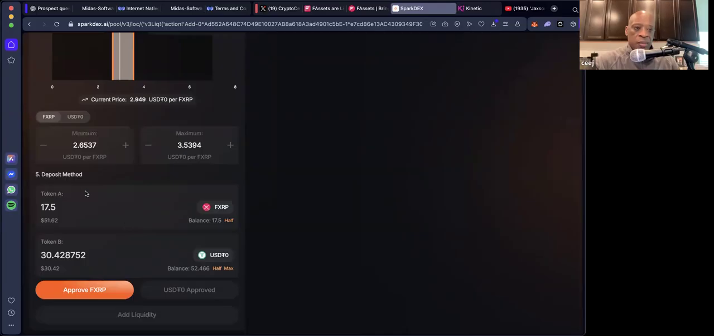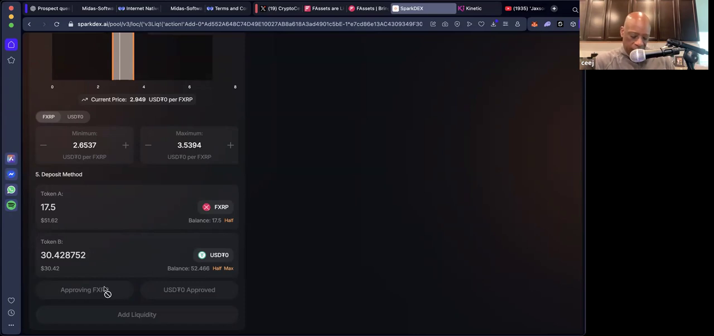So again, that was the common range set by default there, right? Priced in FXRP, that's the range you're tracking. You're tracking the price of XRP. So I'm saying that I don't think XRP is going to get below $2.64, and it's not going to get above $3.53 in the next day, week, two weeks, three weeks, right? So let me approve this FXRP here.